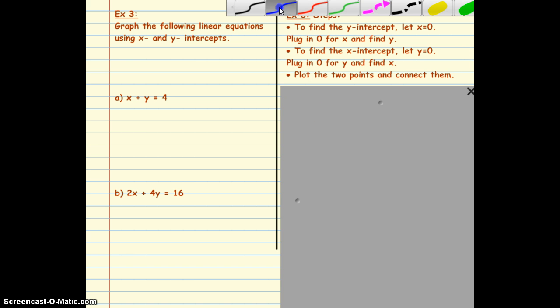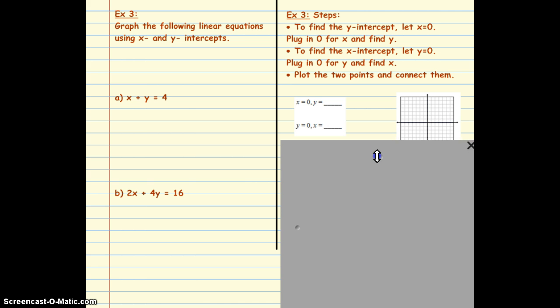Alright, let me get a pen here. Let's go and take the first equation, x plus y equals 4. So what we're going to do is find the y-intercept. And when we find the y-intercept, our x needs to be 0. So if we put 0 in for x, 0's nothing. We've got 0 plus y equals 4. So this is easy. That means y equals 4.